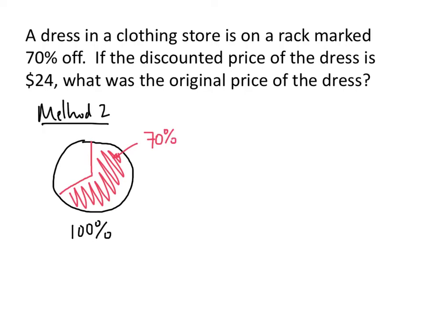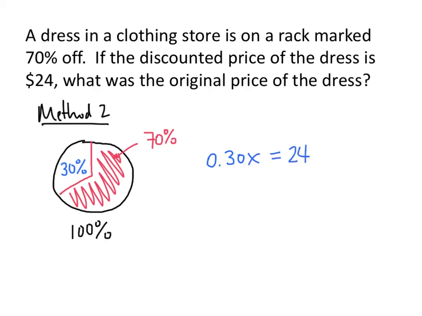Well, if I start with 100% and take away 70%, what's left will be 30%. And that 30%, what's left after I take away the 70%, that's going to be the sale price of the dress. That'll be what I will have to pay for the dress because they took away this part that I've shaded in red. This part is now gone, and all that's left is the 30%. So 30% of the original price, 30% of x, this thing that I'm looking for, is my sale price, $24.